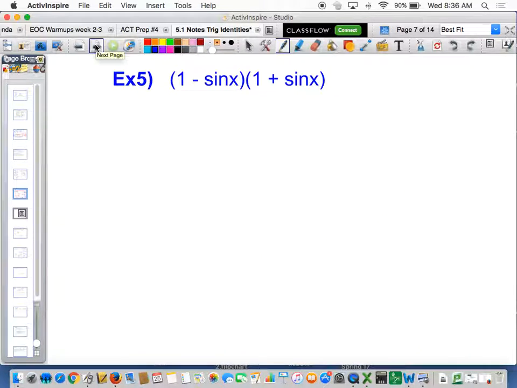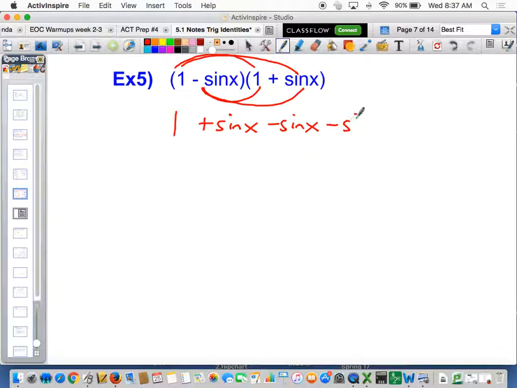One last example, one other strategy to show you when you see a problem like this, I'm trying to simplify. Well, you might use other algebraic techniques like FOILing. So I'm going to go ahead and multiply this out. 1 times 1 is 1, 1 times sine is sine of x, negative sine times 1 is negative sine of x, negative sine times sine is negative sine squared. So not much better, but we can go further. Sine minus sine is going to cancel out. So I'm left with 1 minus sine squared.